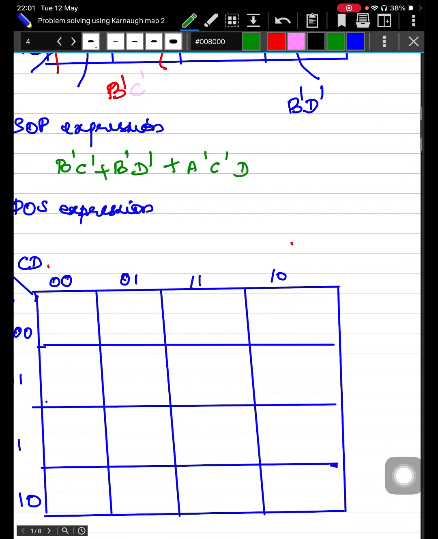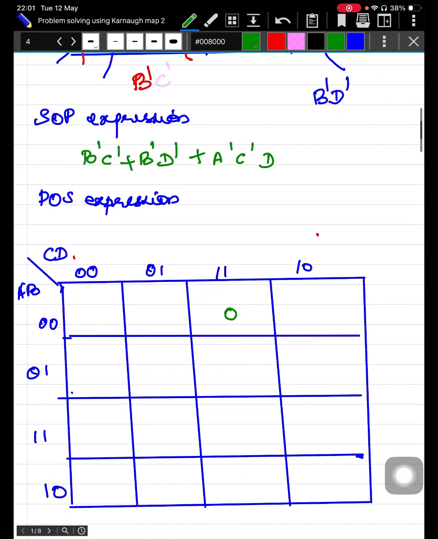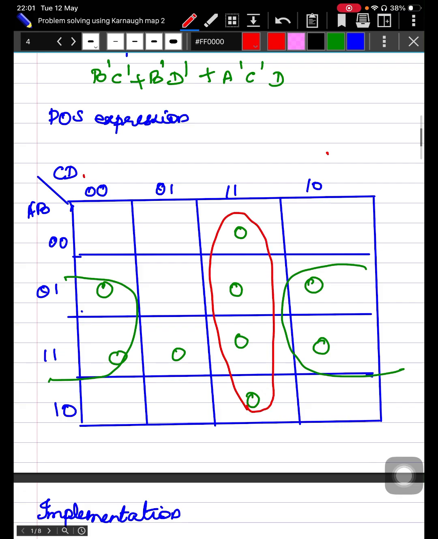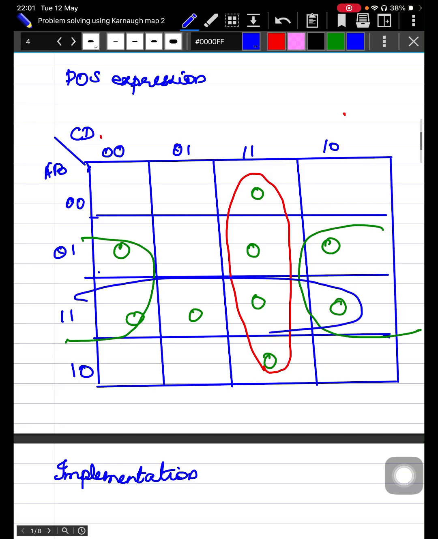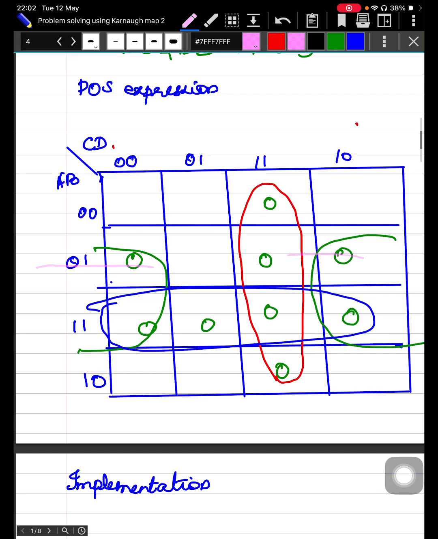Now for the POS expression. In this box, I'll just plot the zeros separately so that it will be clear for you. I think that's all. Now we have to form the groups as usual, as before. I'll take my red color. This is one group, and this is another group, the red group. I'll take my blue color. This will be another group. We'll name the groups now. My pink color again, project it row wise. In the row wise, A is not common, B is common. So immediately I can name B.